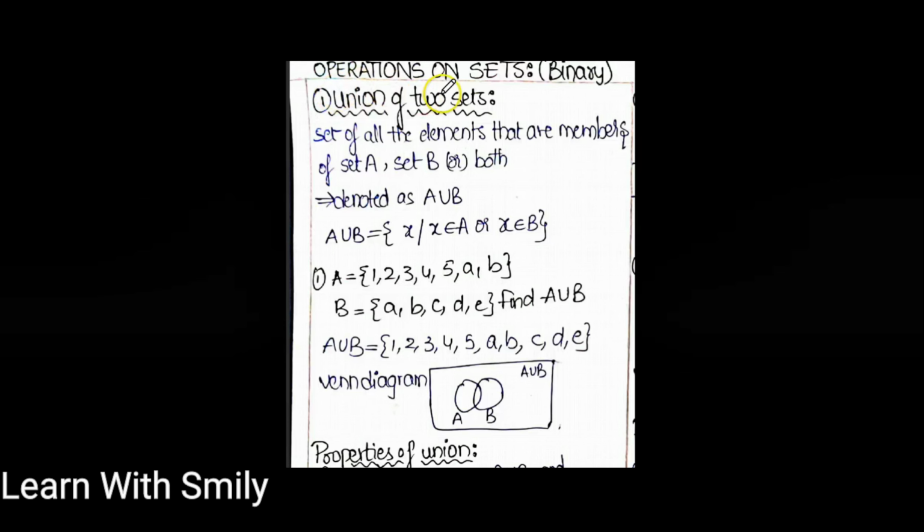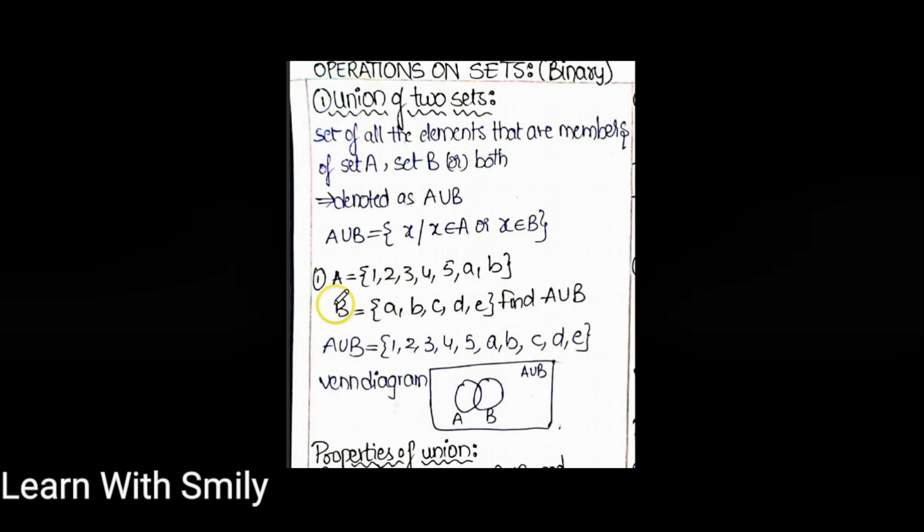Now we're going to learn about operations on sets, which are binary operations. The first one is union. What is union? It is the set of all elements that are members of set A, set B, or both. We take two sets and consider all the elements of both sets, and it is denoted as A union B. Here, A union B equals {x : x belongs to A or x belongs to B}, which means A union B consists of the elements of A and the elements of B.